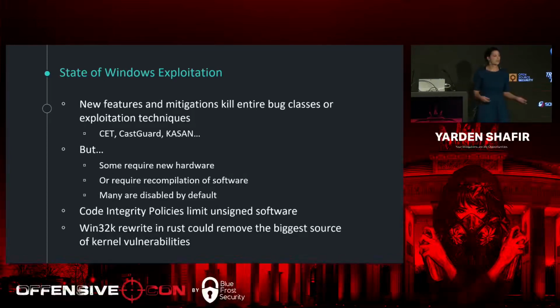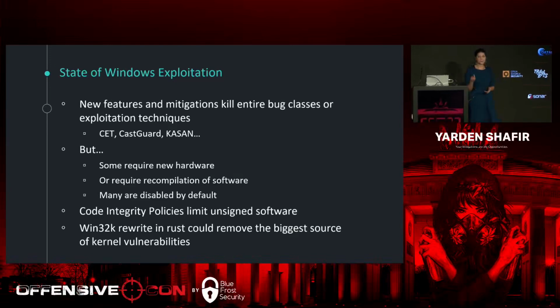Also Win32k being rewritten in Rust. So if at some point it's fully written in Rust, maybe it'll be just a little bit safer than it is today. Also a bunch of code integrity features limiting what you can run in user mode, in kernel mode. So you can't just go load any driver and have a rootkit or a bootkit, though some talks in this conference might make it seem otherwise.